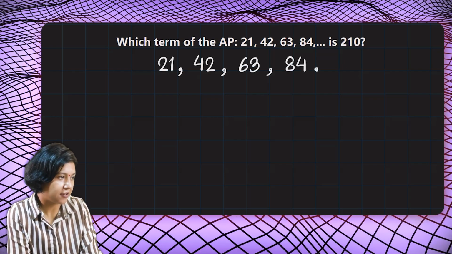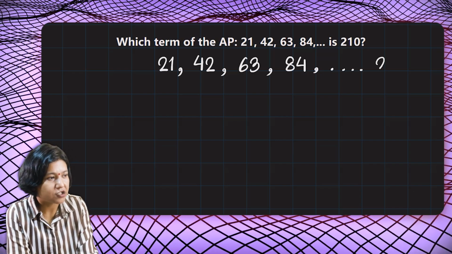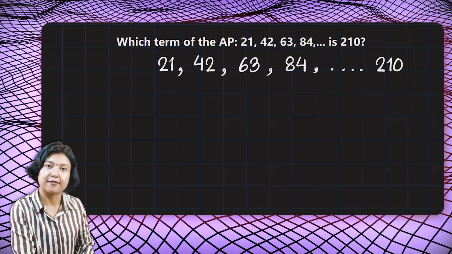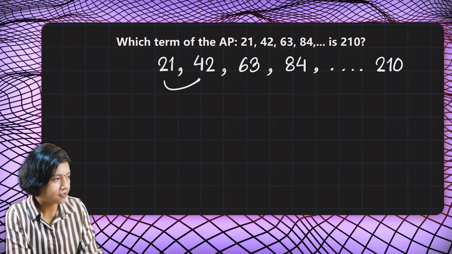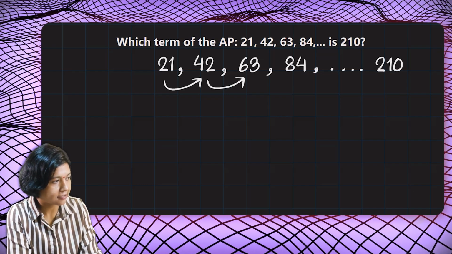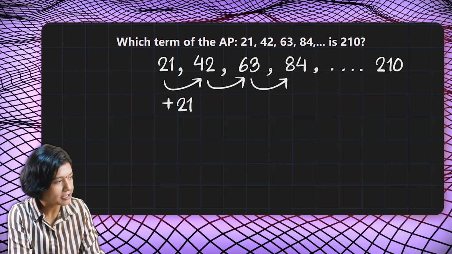Let's find the difference. I don't know which term it is, but there is some term which has to be 210. Okay? That is how my sequence will look. If you look at the difference, what are you adding? There is an addition of 21.